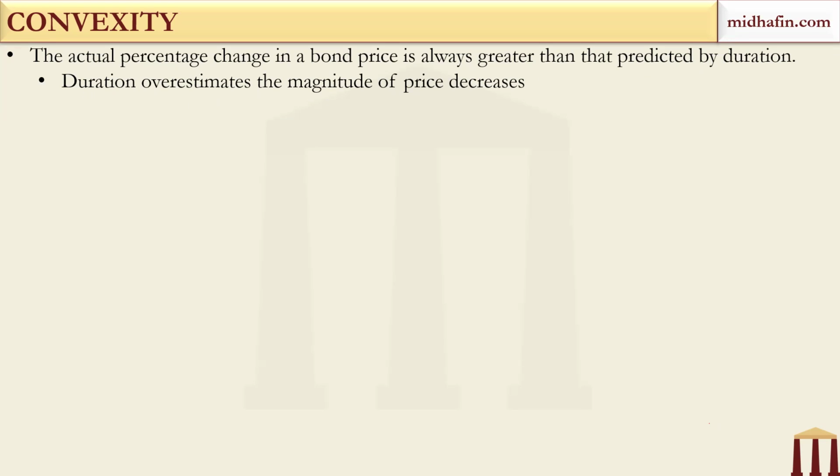But as per duration, it was 5,317 or 314. That's overestimation. It was saying that there will be a more decline. On the other hand, if there is a price increase, duration will underestimate. So if, let's say, the actual change will be 5,400, then duration will tell us that the change will be 5,300. It will underestimate.